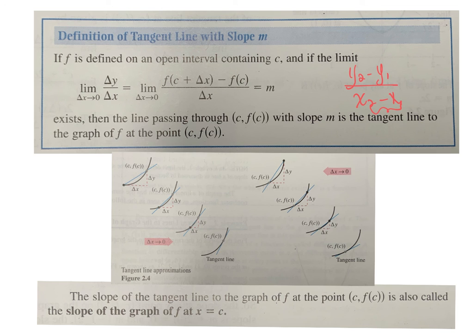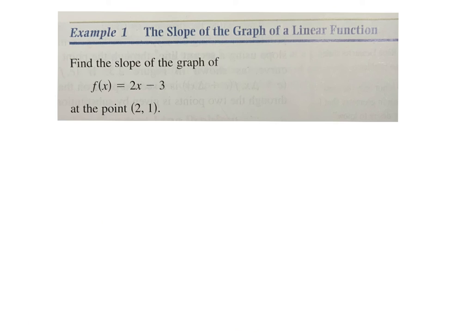So let's first look and see how it's used. How does this help us? So look at the first example there on page 96. Find the slope of the graph, and they've given us f of x equals 2x minus 3 at the point 2, 1. Okay, at the point 2, 1 specifically. And so we are going to use that long definition. We're going to say our c that we have is my x value, 2. My c value is my 2.